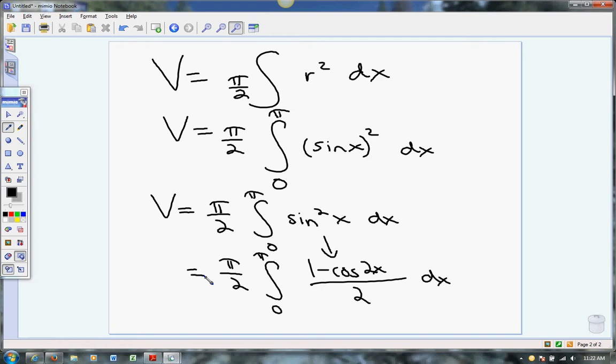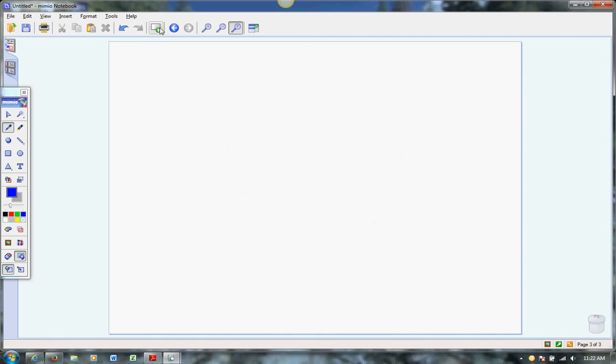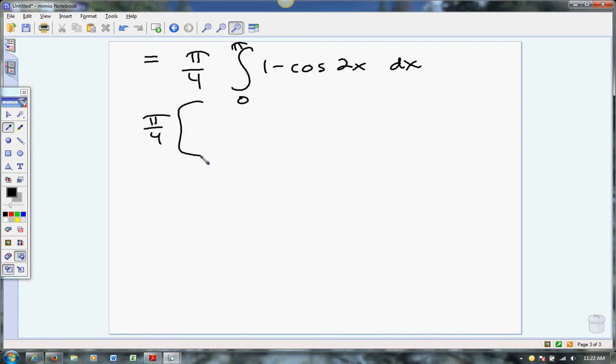Using that power reducing identity, we always want to bring the 1/2 out in front. I'm going to have this 1/2 times this 1/2, which is going to make it 1/4. So now I'm going to have pi fourths times the integral from 0 to pi of 1 minus the cosine of 2x dx. We can split that up into 2 integrals. The pi fourths will be times the whole thing. I'm going to have the integral of 1 dx minus the integral of cosine 2x dx.